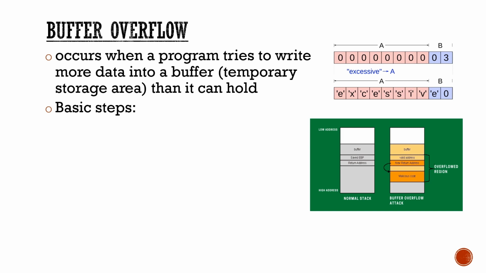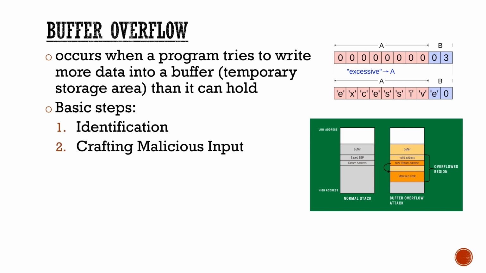So here are the basic steps of a buffer overflow attack. First is identification, wherein attackers identify a vulnerable program with a buffer overflow vulnerability. They typically use techniques such as code analysis or fuzz testing to find such vulnerabilities.